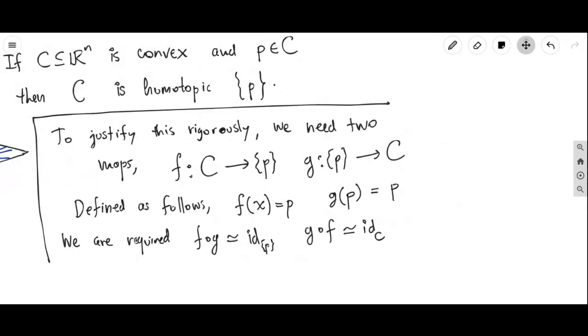So this is the condition we have to check. We have to check if those two compositions are homotopic to the identities. So let's look at the easy one. G goes first. So if G goes first, G of P is P, and then F of P, well, F of anything is P. So this actually is the identity. We wrote homotopic to the identity, but this one actually is the identity, which is not a surprise because you just have a single point. So there's nothing to do with this one. This one has already been done. That's all fine.